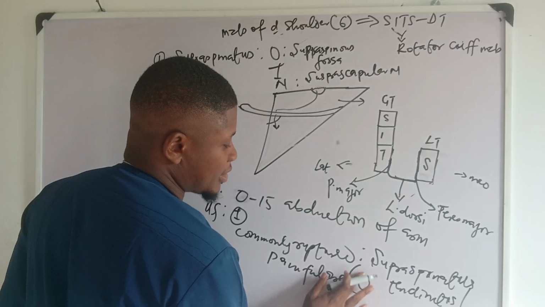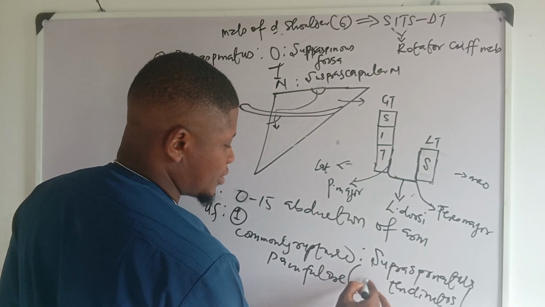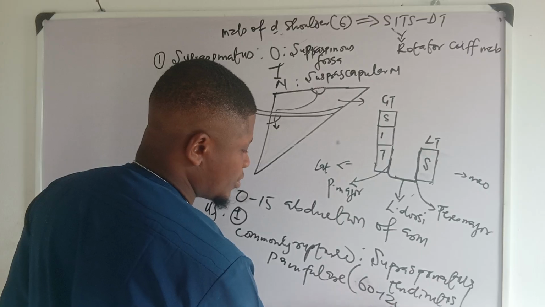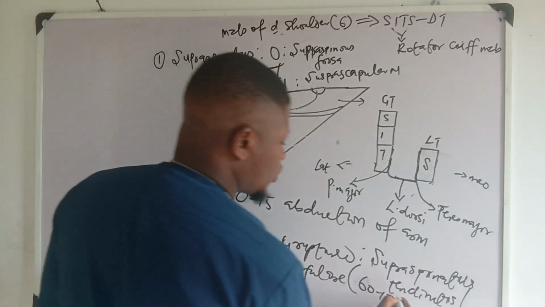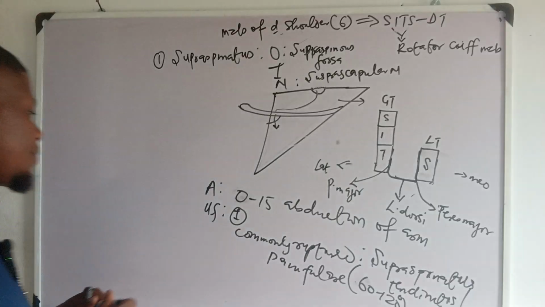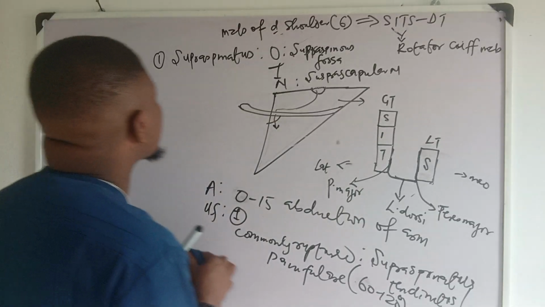And the degree range of painful arc is 0 to 120 degrees. Okay, then I think we're done with supraspinatus.